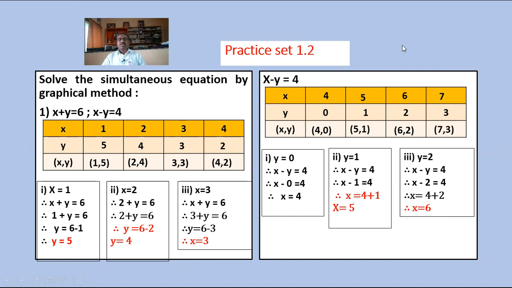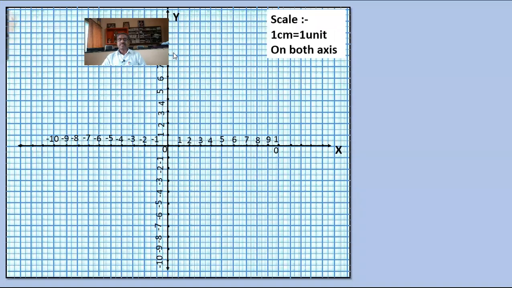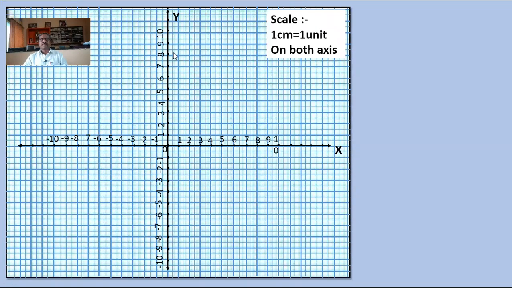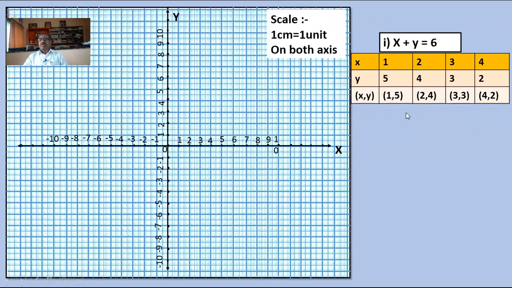We plot the graph of this simultaneous linear equation, then we get the solution. This is the graph. Coordinate points for x plus y is equal to 6. First, we plot these coordinate points on the graph paper. First point is 1, 5.